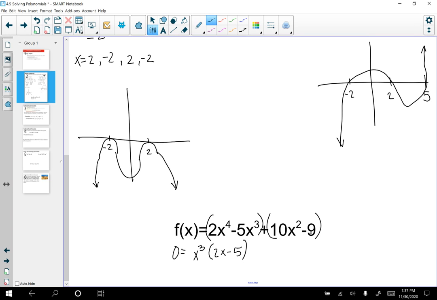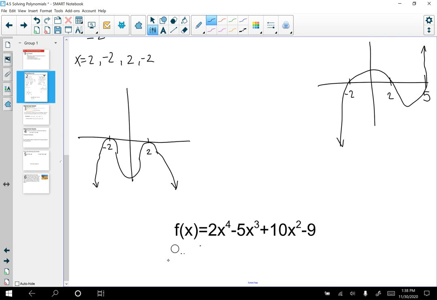Then I take a look at what's in common in my second. Well, there's nothing in common. There's nothing I can pull out in 10x squared and 9. The only thing would be a 1, right? And that's not going to do me any good. So now I'm stuck. I don't know what to do. I have 4 terms. It doesn't factor by grouping. What do I do?